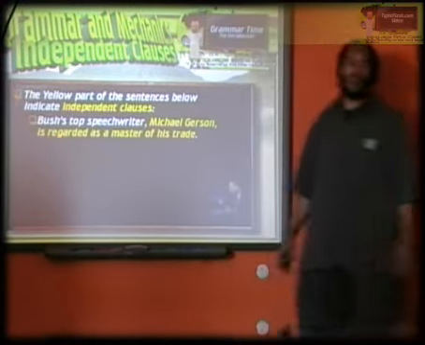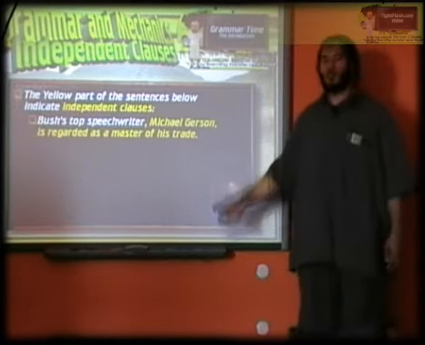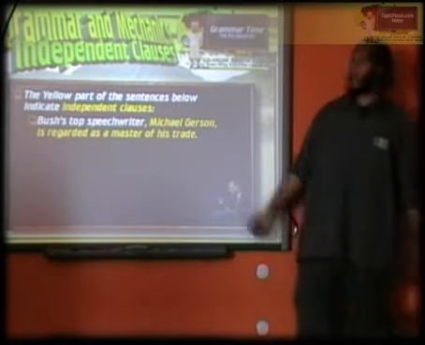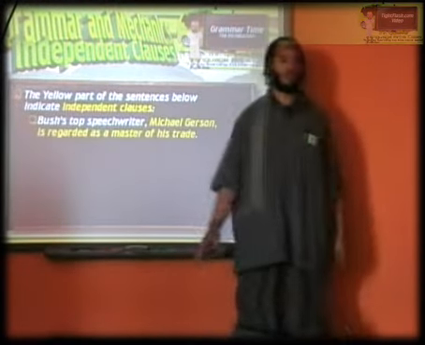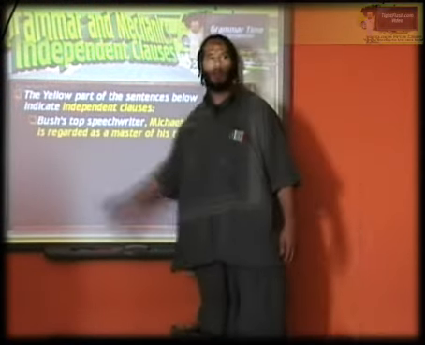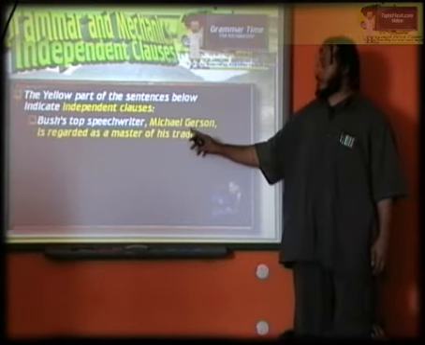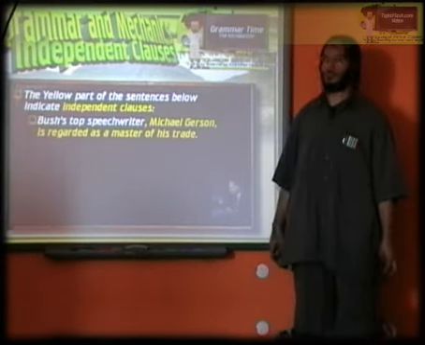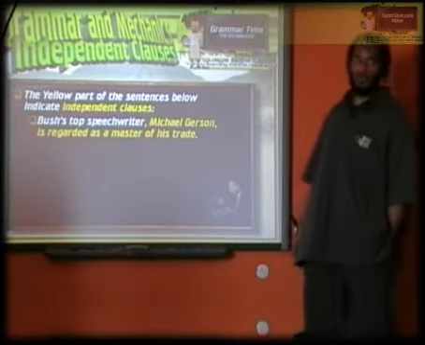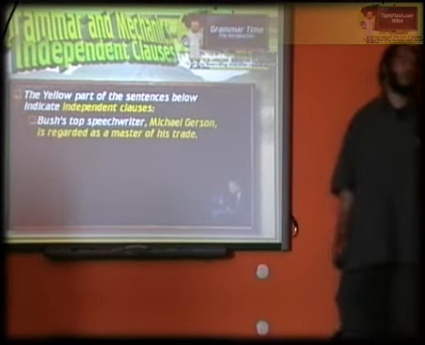Bush's top speechwriter, Michael Gerson, is regarded as a master of his trade. Let's imagine the white part is gone. We erased it. Could the yellow part still be a sentence? Yeah, it sure could. Yes. That's how we know we have an independent clause.